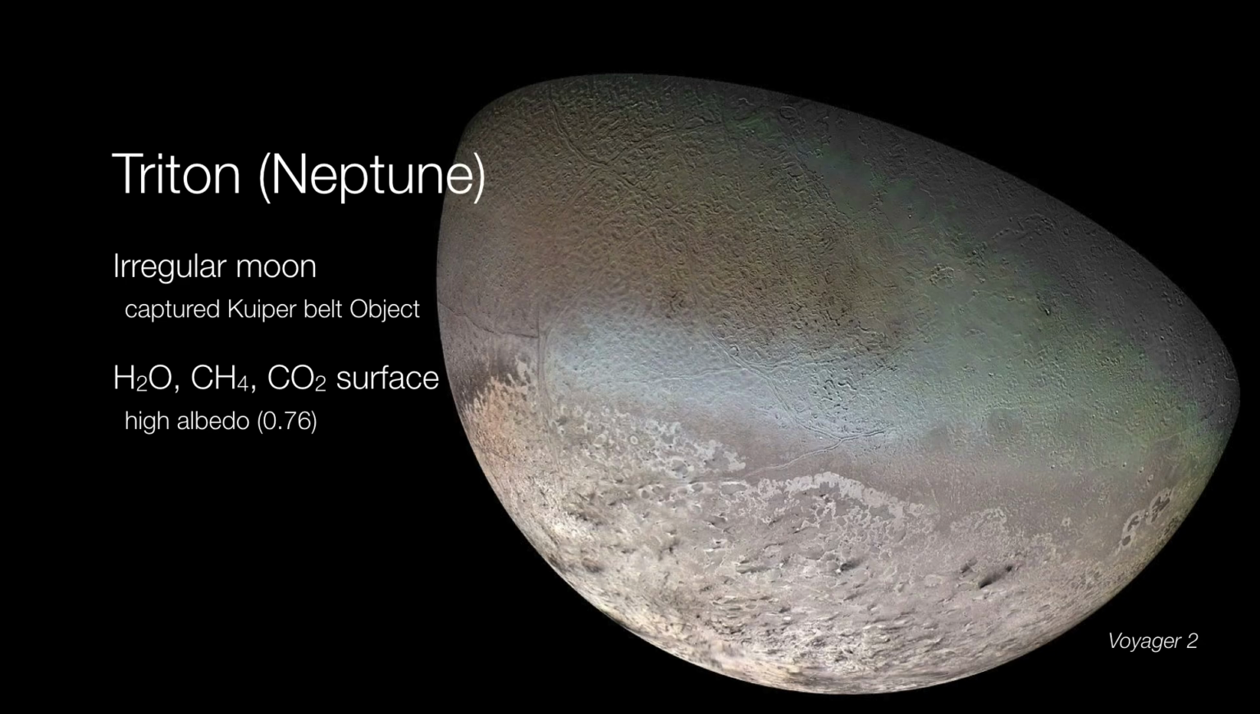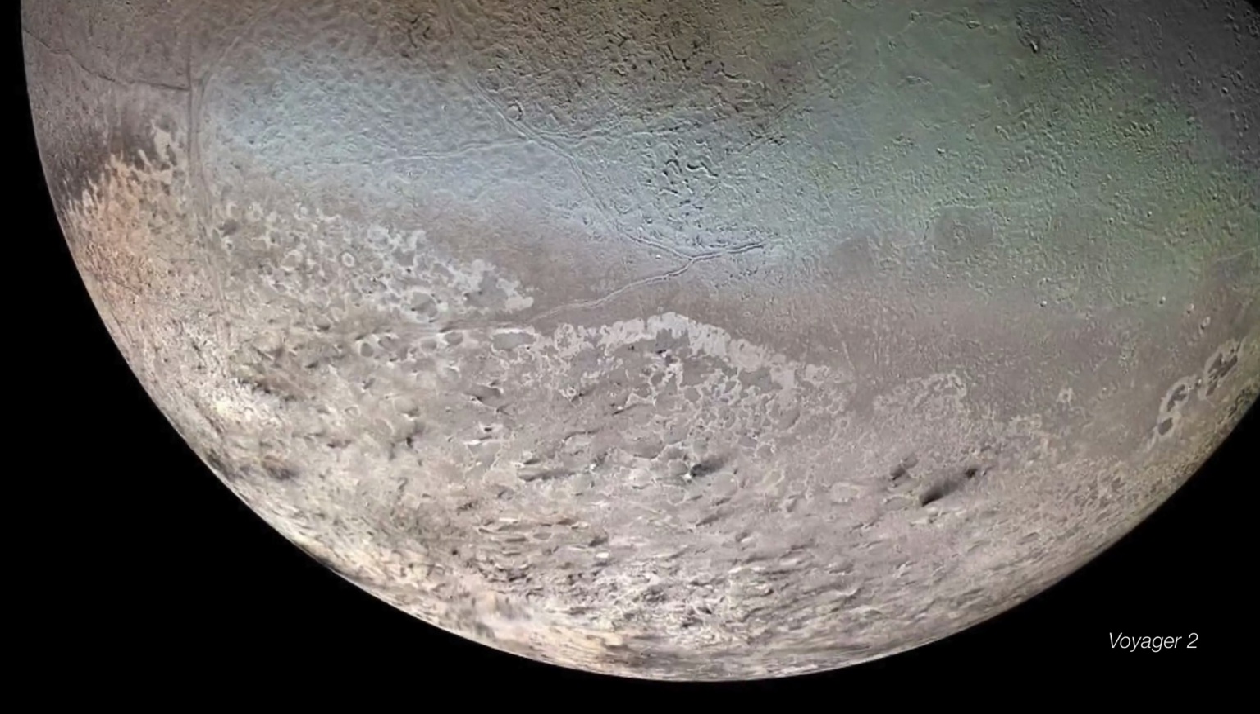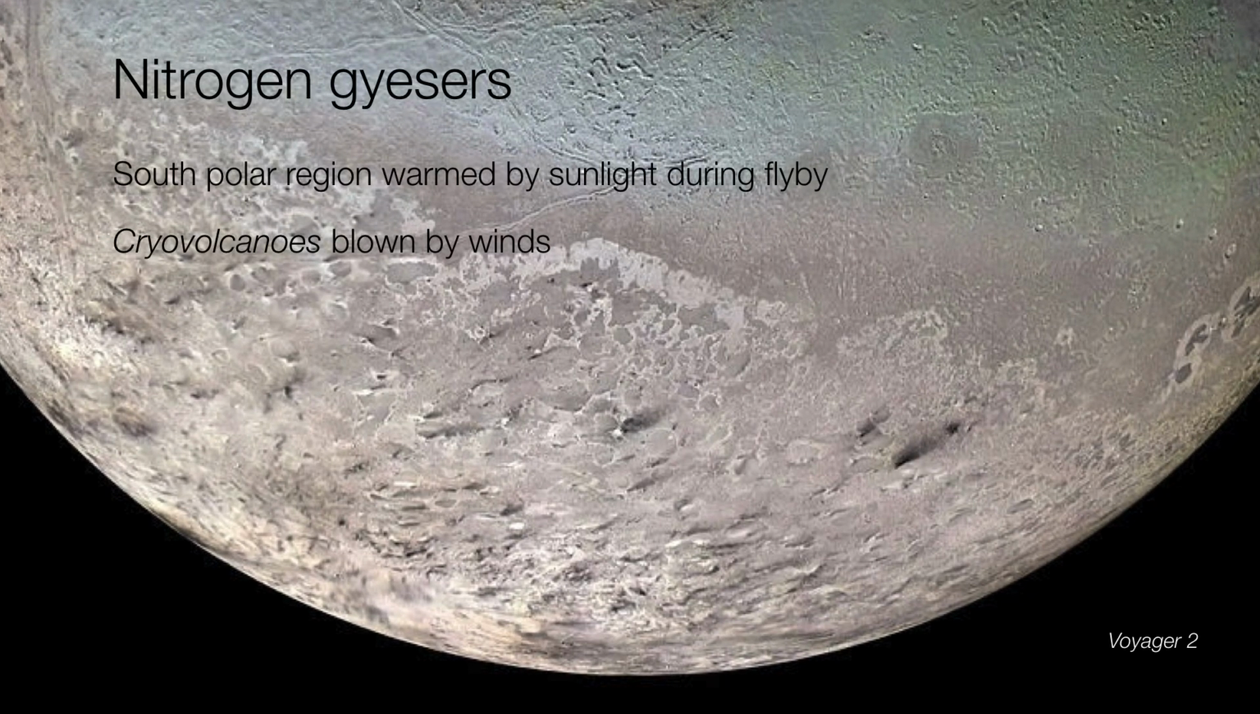But that also means that sunlight doesn't really warm Triton up very much. This makes Triton the coldest world that we know of so far, with a temperature of about 40 Kelvin, or if you prefer, minus 391 degrees below zero. Wow, that's unimaginably cold. Let's take a look at the southern polar region of Triton.